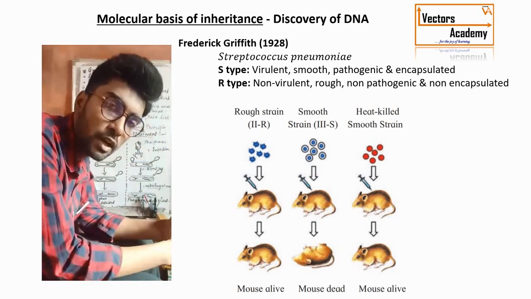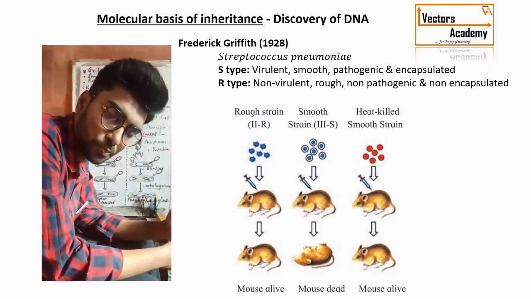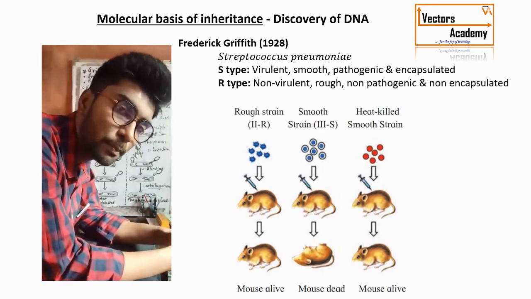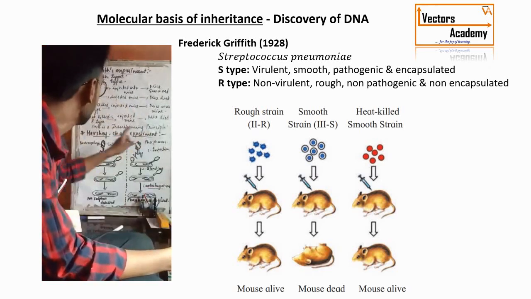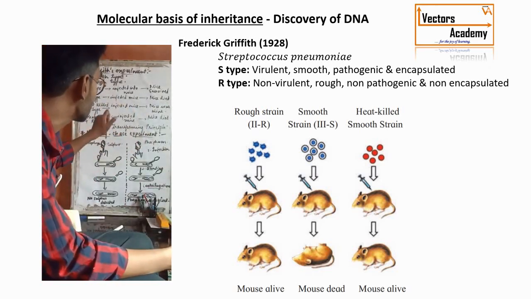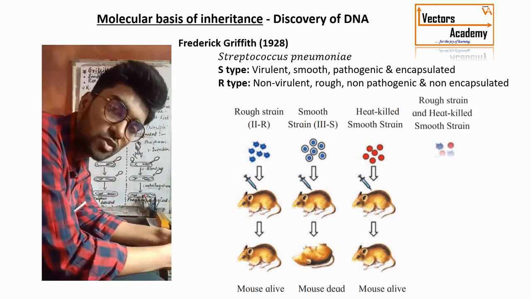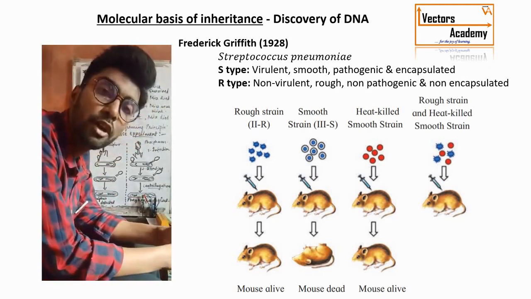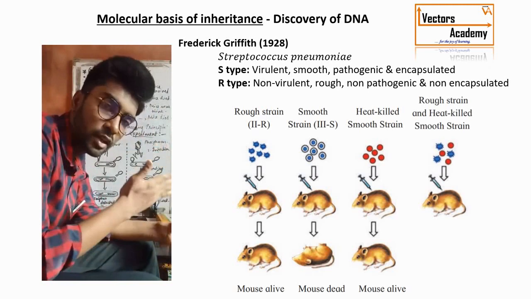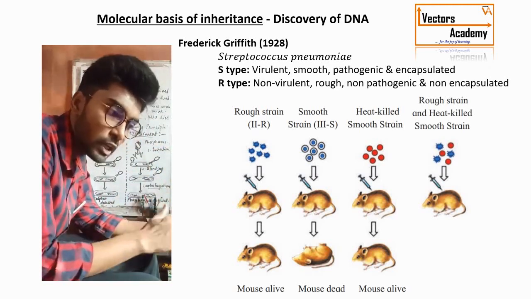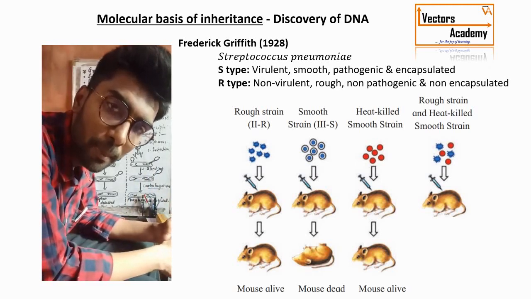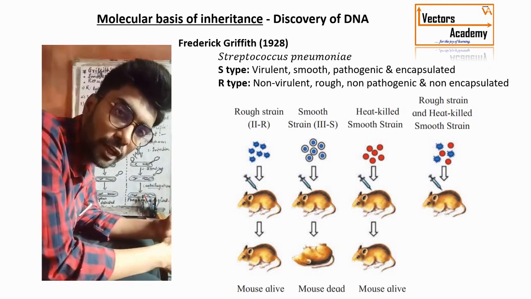Now the fourth observation: he used a very important suggestion, that is, when heat-killed S type bacteria was mixed with R type bacteria. Now he used a trick, that is, he mixed the heat-killed S type bacteria, he fused it with R type bacteria, and then he injected it into the mice.